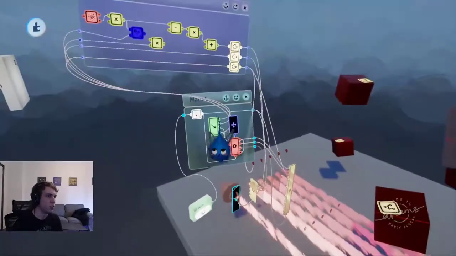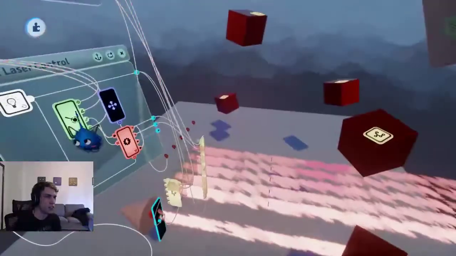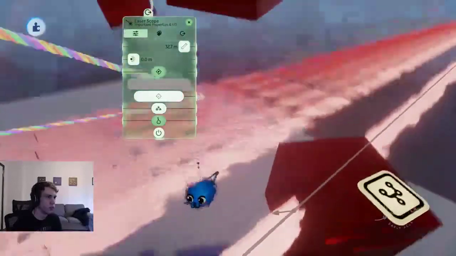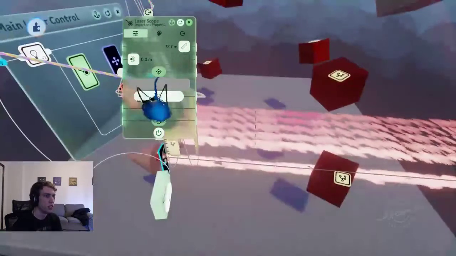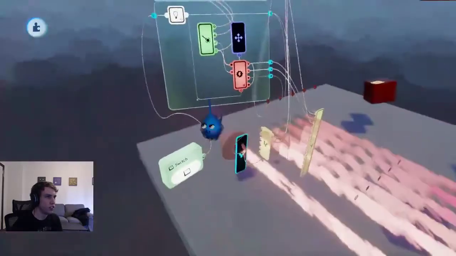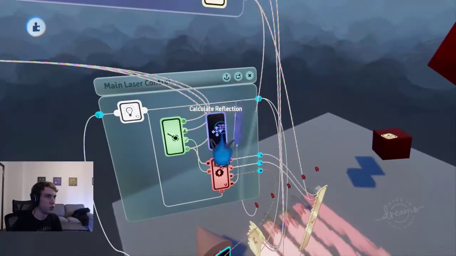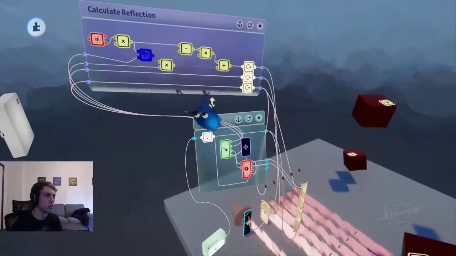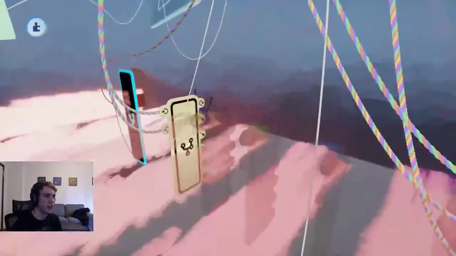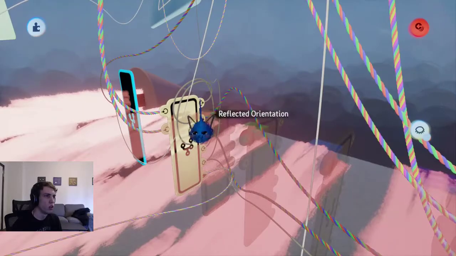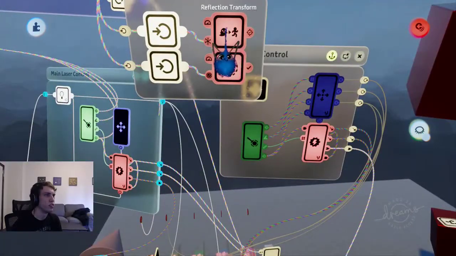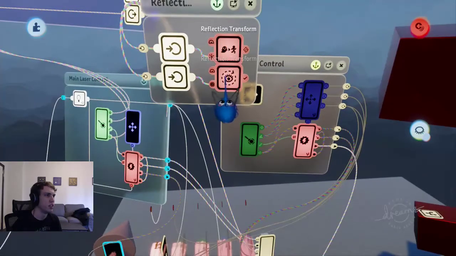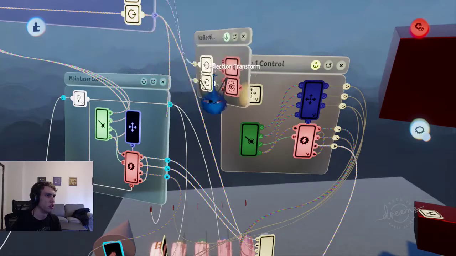Well, we have a laser scope that's there to detect that it is going to reflect off something. And then using the direction of the laser and the surface orientation, we calculate the reflection, which happens here. And then we pass that into the next laser segment and set the position and orientation using a follower and a lookout rotator.